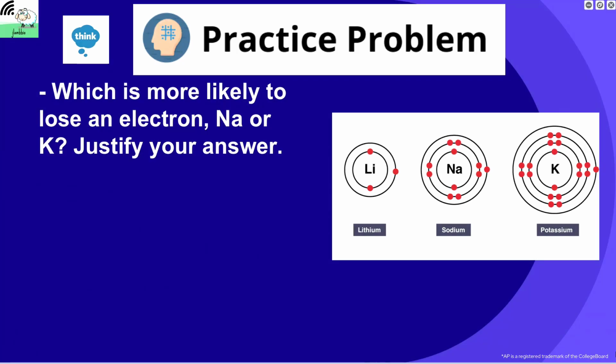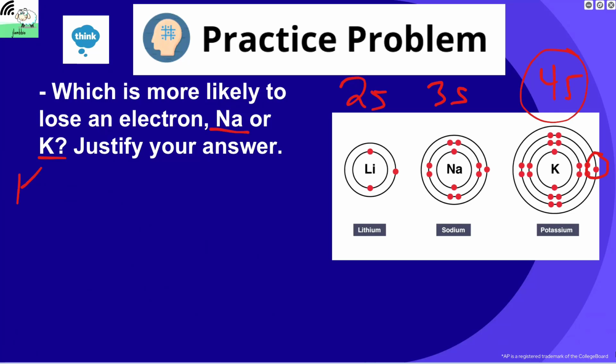So as I mentioned before, there's a real specific way I want you to go through and answer this type of question. And again, we're looking at sodium versus potassium. Which is more likely to lose an electron? Well, if I look at potassium, its valence electrons are in the 4s sublevel. Sodium's electrons are in the 3s sublevel, and lithium's are in the 2s. So because the electrons in potassium are in a higher energy level, they are further away from the nucleus than that of the valence electrons in sodium. So I want you to make sure that you justify it like that.